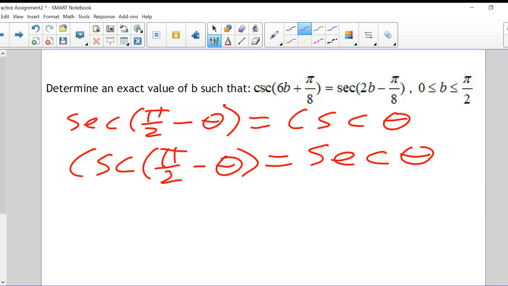That's the cofunction. So why am I using pi over 2 minus theta? Why am I not using pi over 2 plus theta? Or 3 pi over 2 plus theta? Or 3 pi over 2 minus theta? Can anybody tell me why I'm using pi over 2 minus theta? Why did I choose that cofunction? Because I could have used one of the other cofunctions that we covered.